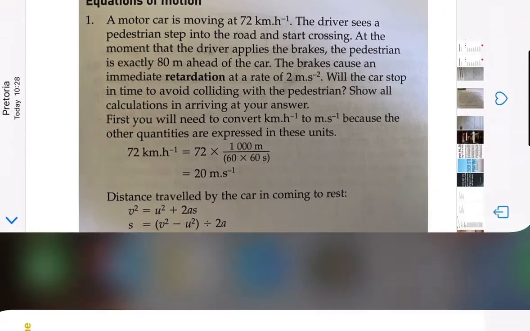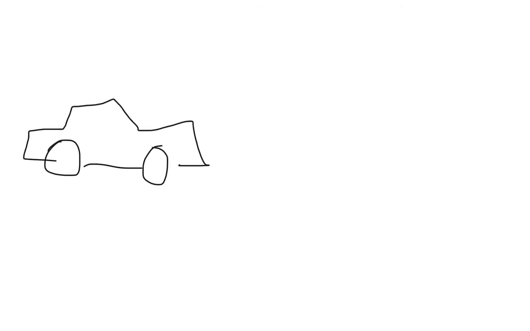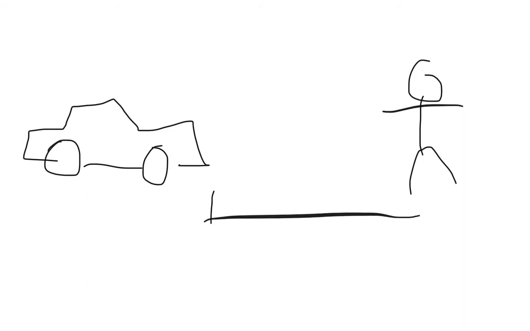It can be useful to draw the diagram of the situation so that you can understand exactly what the question is asking. Now as you can see, I'm drawing the diagram. This gives me a better view of the question. So now we have the car here and we have the pedestrian there, and they say there is 80 meters ahead of the car, and the question is, will the car stop in time to avoid colliding with the pedestrian?